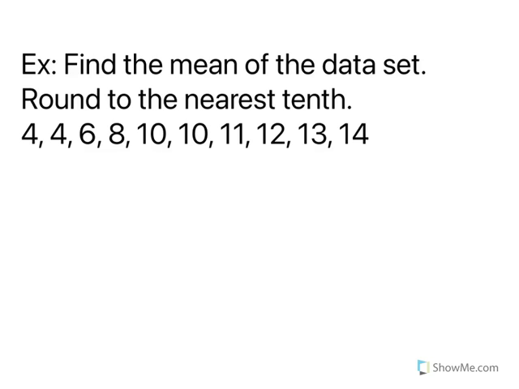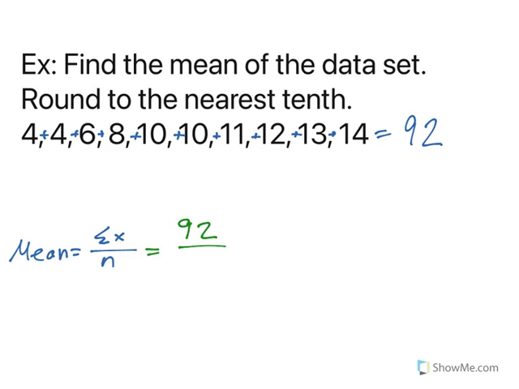So let's do this. Find the mean of the data set, round to the nearest tenth. Our first step is to add all of these numbers together. Whether you do that by hand or with a calculator, it doesn't really matter. But when we add them all together, we get 92. That's step one. Because remember, the mean is the sum of all of your values divided by how many you have. So we now know that the sum is 92, because sum means add all together.